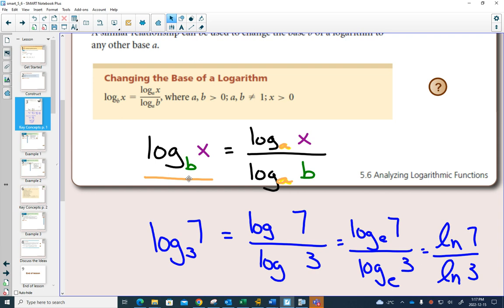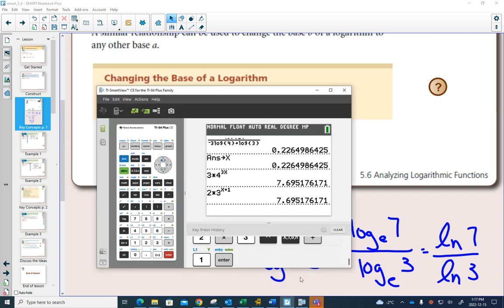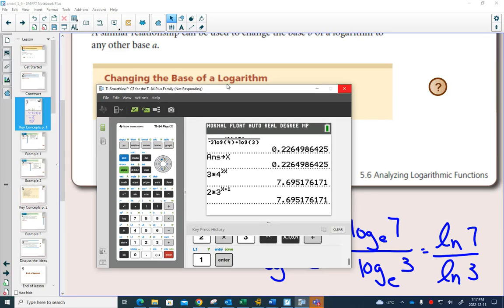So if I had log base 3 of 7, I could write it as log 7 divided by log 3. I could do log base E of 7 divided by log base E of 3, which is just natural log of 7 divided by natural log of 3. If I take out my calculator, I can see that all of these equal exactly the same thing, which is really helpful for some calculators.